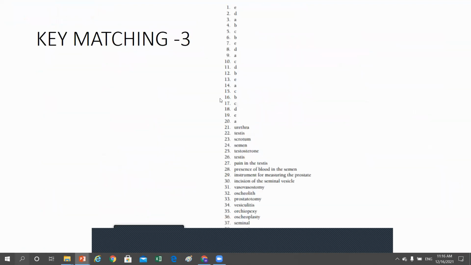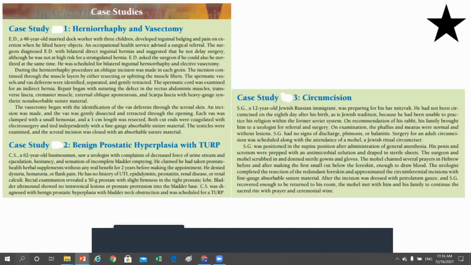For all these exercises, the key is there. Then the last part of this is about case studies. Now, please remember, for case studies, we are concerned more with medical terms for this course. Now, these cases have been taken from some of the books, and the topics are herniorrhaphy and vasectomy. And now you should be familiar with these 2 terms.